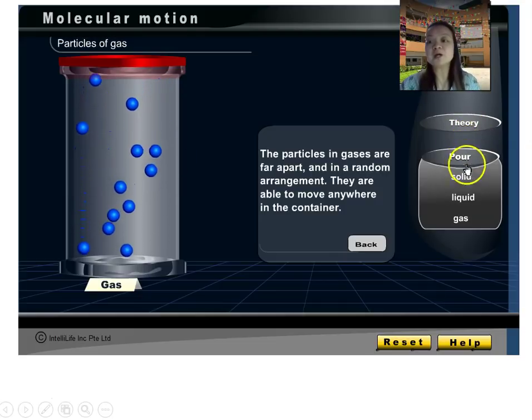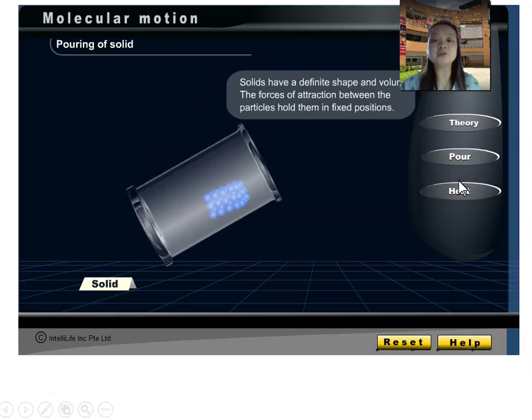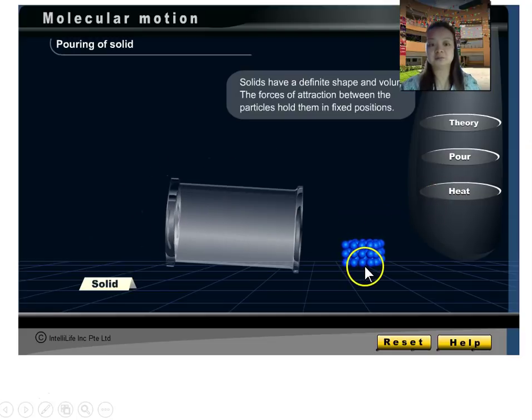So we are going to be looking at what happens when you pour this container of solid out. Look, the shape doesn't change. It's still in a fixed position. The particles are still very close to each other and it's not changing its shape.